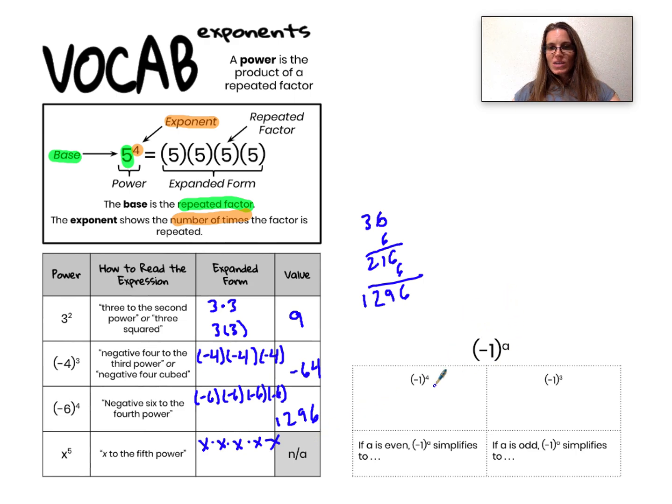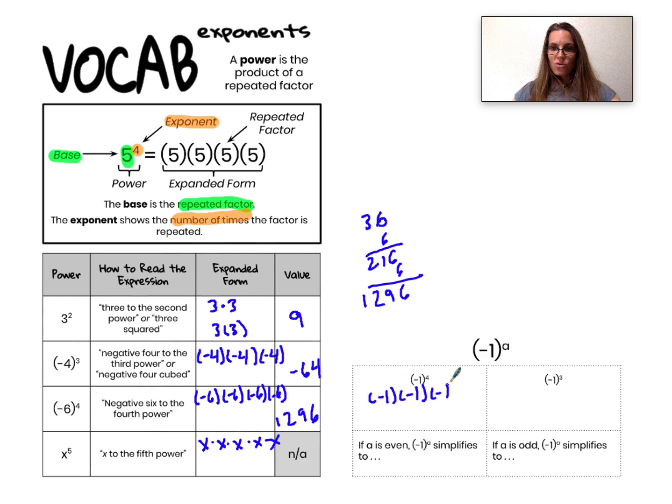On the right here, you can see a particular value that we can calculate and a pattern in that value. So we're looking for the pattern when we have a base of -1. Let's look at our first example, -1 raised to the 4th power.